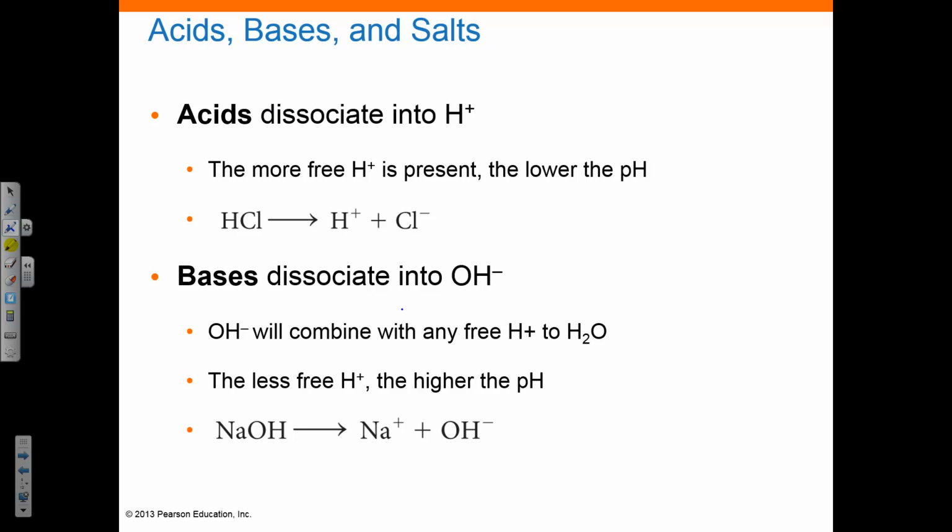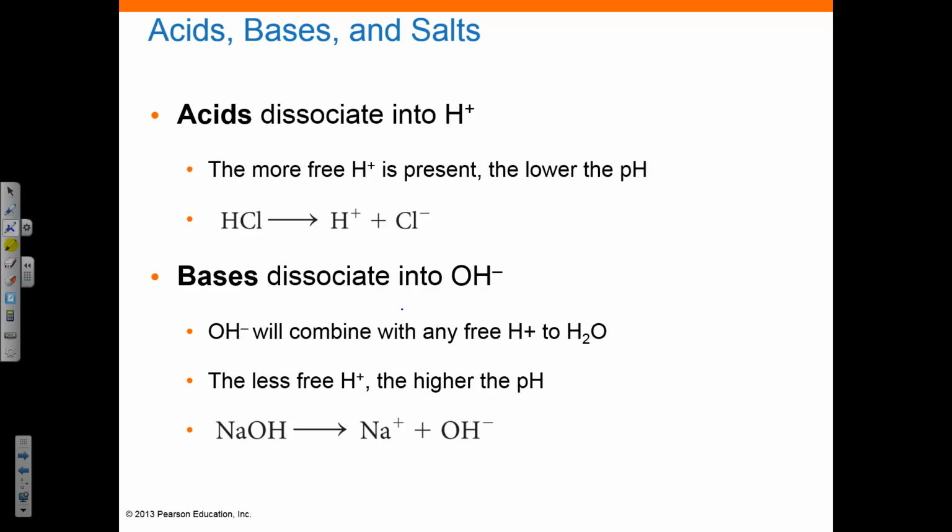Let's take a look at acids, bases, and salts. Acids are defined as substances that dissociate into hydrogen ions. Again, the more hydrogen ions in solution, the lower the pH will be. Hydrochloric acid, HCl, dissociates completely when in solution into its hydrogen ion and chloride ion. This is an example of a strong acid. Weak acids, in comparison, do not dissociate completely when in solution.